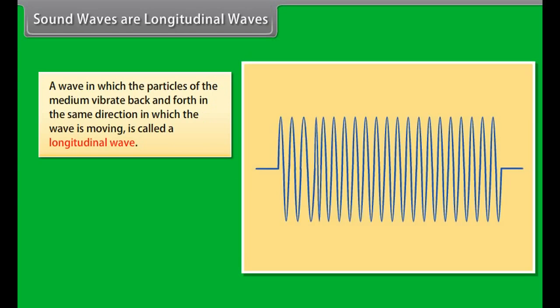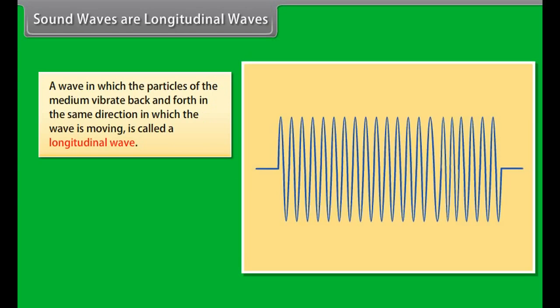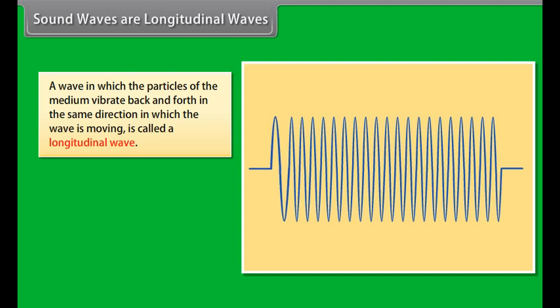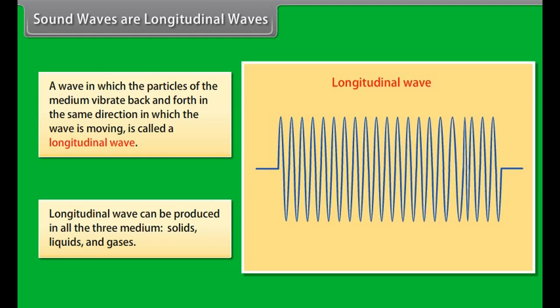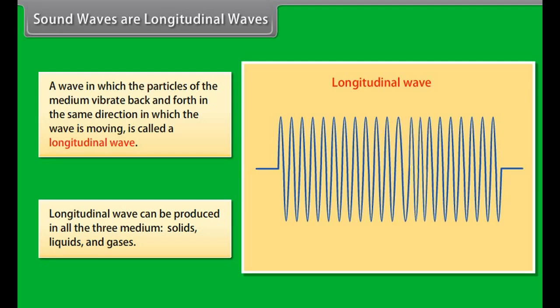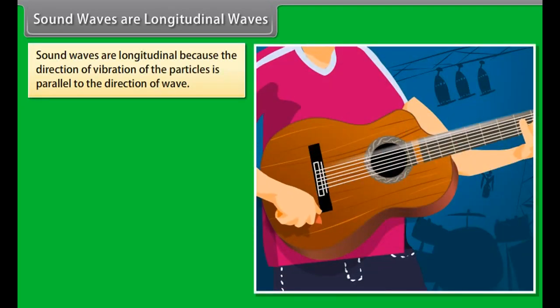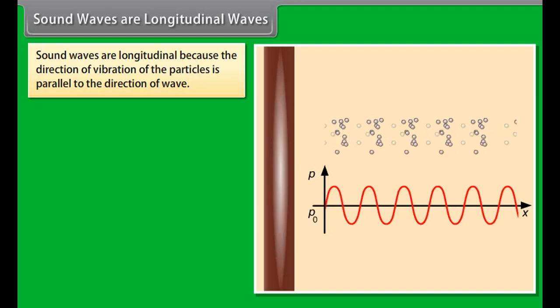A wave in which the particles of the medium vibrate back and forth in the same direction in which the wave is moving is called a longitudinal wave. Longitudinal waves can be produced in all the three mediums: solids, liquids, and gases. Sound waves are longitudinal because the direction of vibration of the particles is parallel to the direction of the wave.